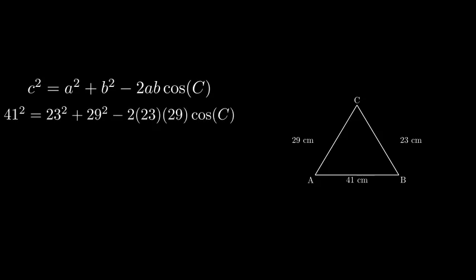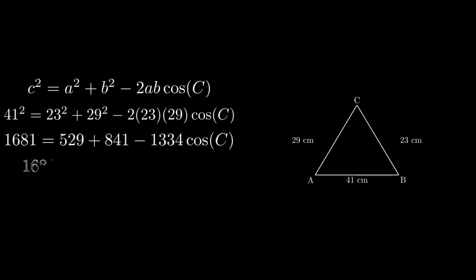Plugging in the side lengths, we get 41 squared equals 23 squared plus 29 squared minus 2 times 23 times 29 times cosine C. Calculating the squares, we have 1681 equals 529 plus 841, which is 1370 minus 1334 times cosine C. Now we need to isolate the cosine C term. It's a common mistake to subtract 1334 from 1370 here. But remember that 1334 is multiplying cosine C, so we must first subtract 1370 from both sides.